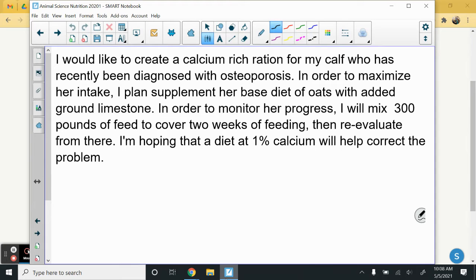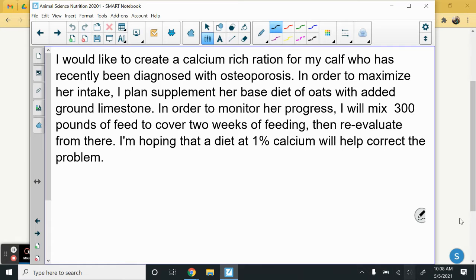Our problem on the board says that I would like to create a calcium-rich ration for my calf who has recently been diagnosed with osteoporosis. In order to maximize her intake, I plan to supplement her base diet of oats with added ground limestone. In order to monitor her progress, I will mix 300 pounds of feed to cover 2 weeks of feeding, then reevaluate from there. I'm hoping that a diet at 1% calcium will help to correct the problem.